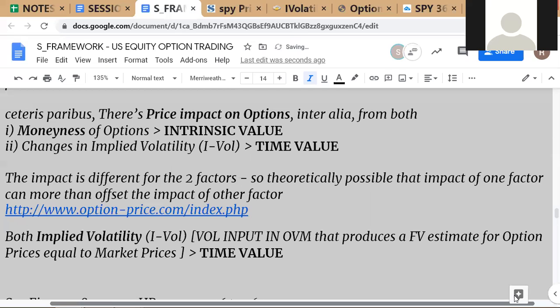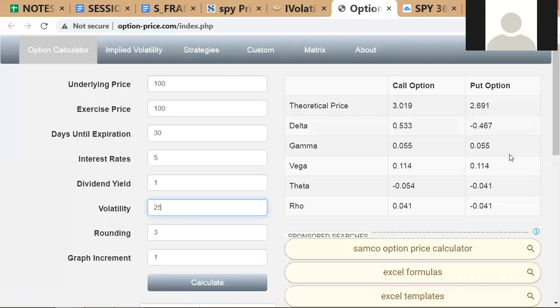Why prices? Because we're talking about both calls and puts. These are the fair value estimates for the option prices, and they are based on a particular input. Here right now I have 25. If I change this to 45, these numbers are going to jump up. So these estimates are coming from this input. IV is that input here, which will create this kind of output equal to the actual market price.